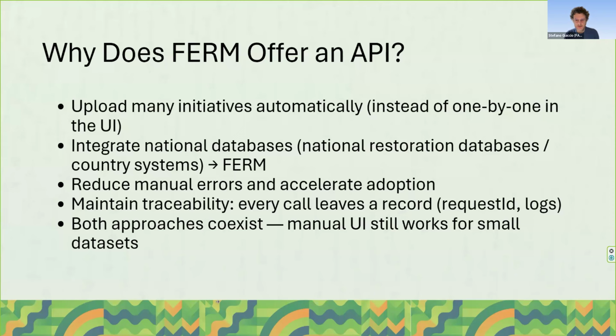So the API allows those databases to connect directly to FERM. You prepare the data once on your database in the correct format and send it programmatically with a script. And this improves consistency, can accelerate reporting, and of course, reduces manual work. It's important to notice anyway that the API doesn't replace the web interface, because both approaches can coexist. The web interface is very useful if you have small datasets, like 1 or 2 initiatives, while the API is designed for automation and big volumes.